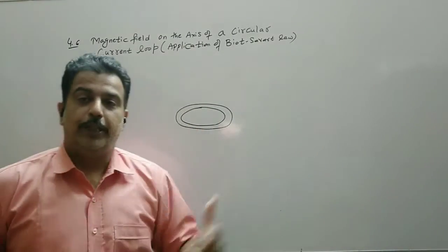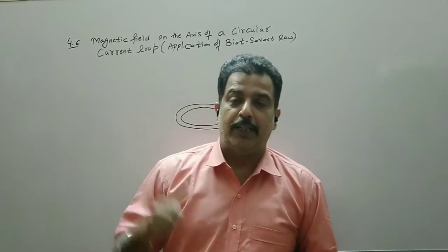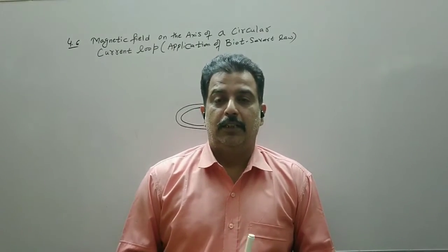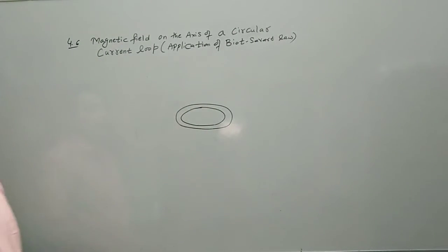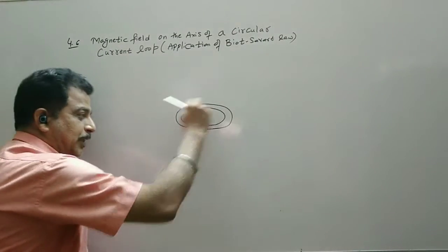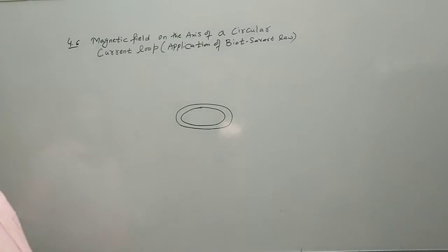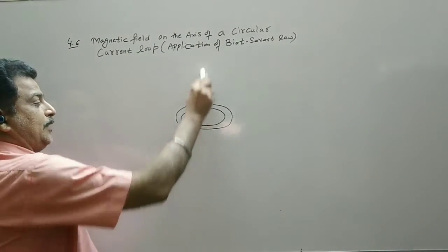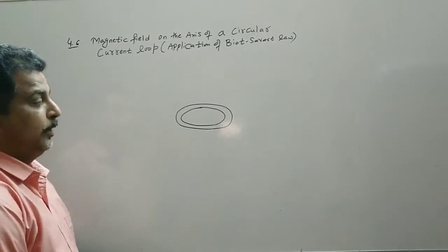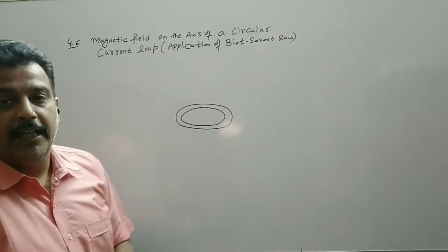So while doing this application, we will take an extremely thin ring. But to understand this concept, we are taking some thickness of this ring. I have to find out the magnetic field on its axis. So this will be the axis of the ring. So we assume that the ring is in the XZ plane.